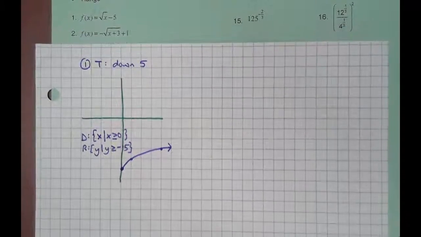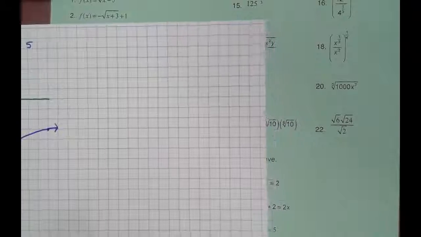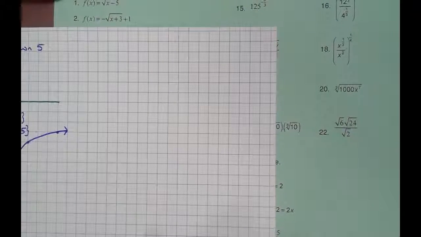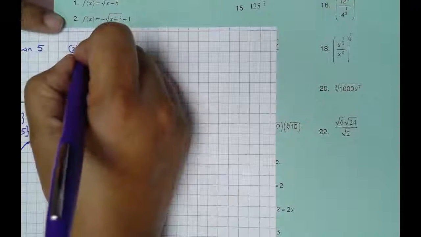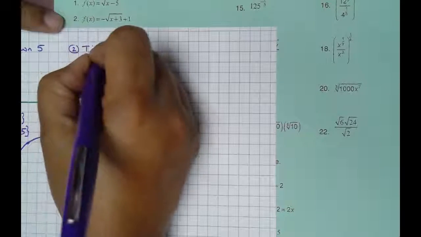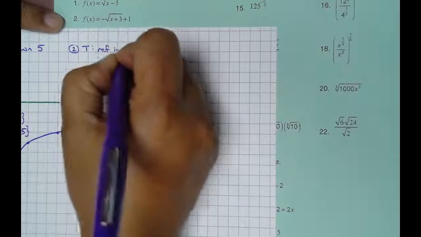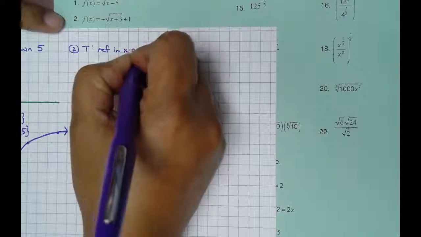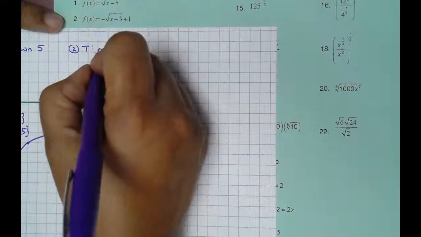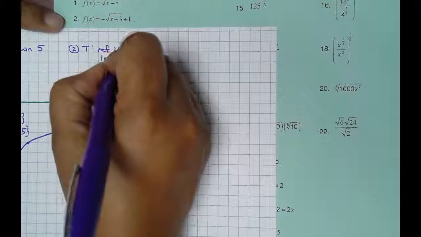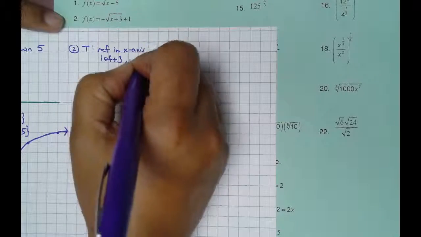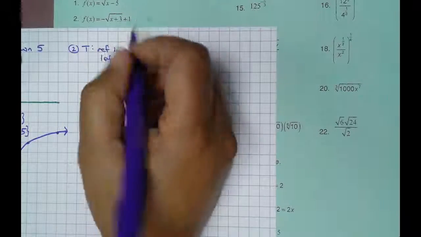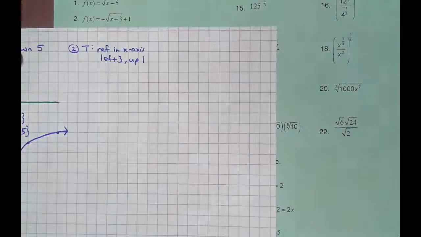All right, let's go ahead and go to number 2. So looking at number 2, let me just slide this over a little bit here. So number 2, we're looking at the transformations again first. So if you look at the transformation, there's a negative in front, which means that there's going to be a reflection in the x-axis. The +3 means it's going to go to the left 3, because remember opposite, and the +1 makes it go up 1. Okay, opposite same. So we're going to go left 3 and up 1 to start with.